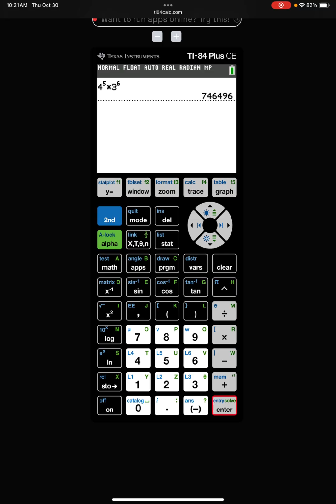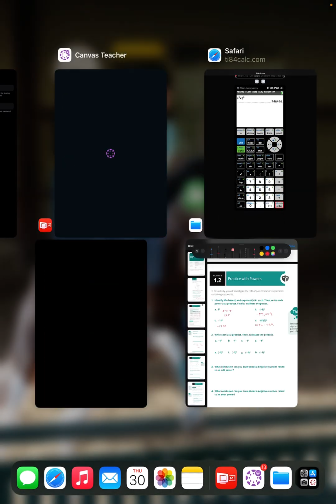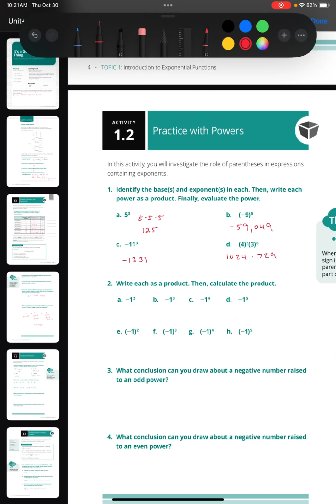And now it takes care of that for us without having to calculate 4 to the 5th and 3 to the 6th and then multiply those two results together. We can do it all at once, and there's our answer. So if we go back to fill that in, that was 746,496.